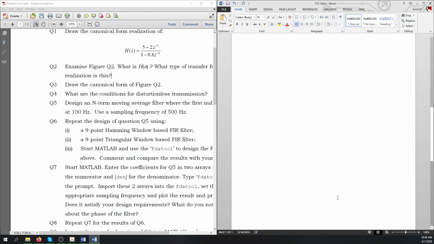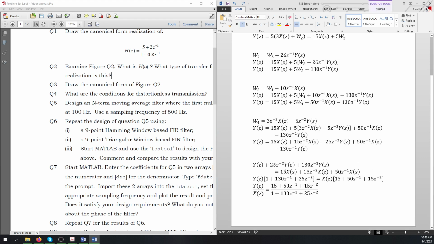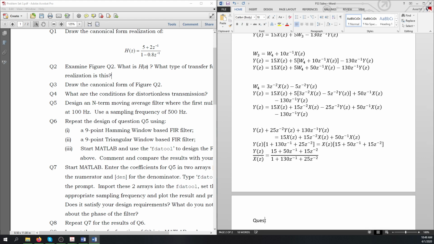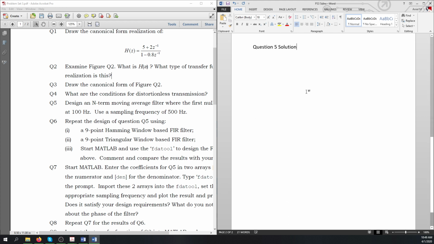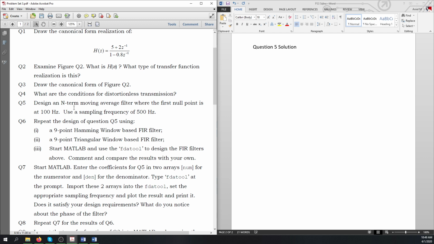And let's break into a new page. This is going to be question 5 solution. Alright. So we're watching question 5 here currently for an n-term moving average filter where the first null point is at 100 Hz and the sampling frequency here is going to be at 500 Hz.